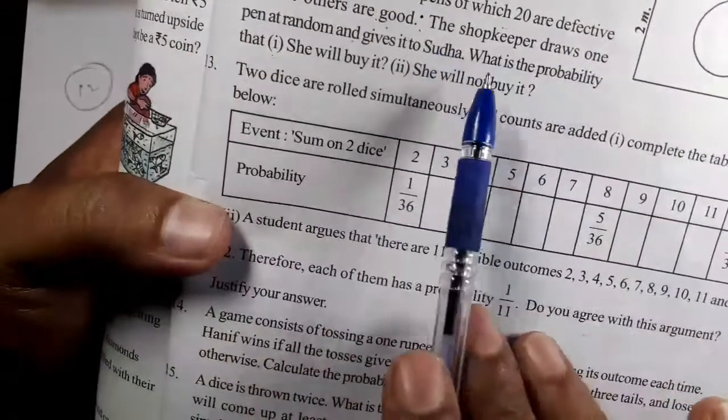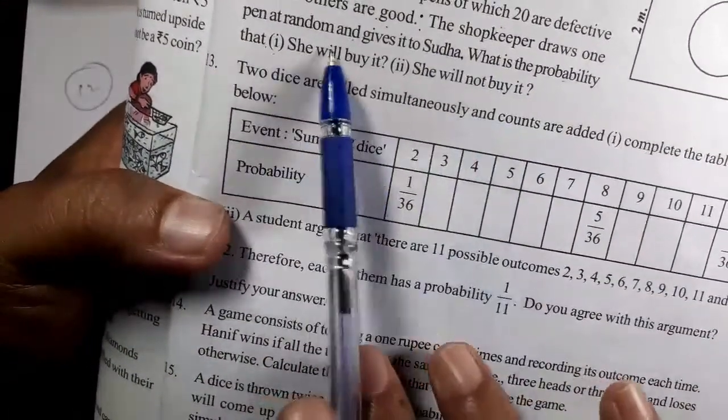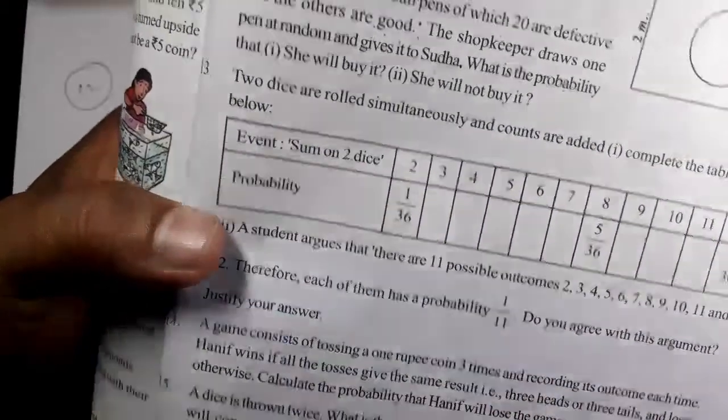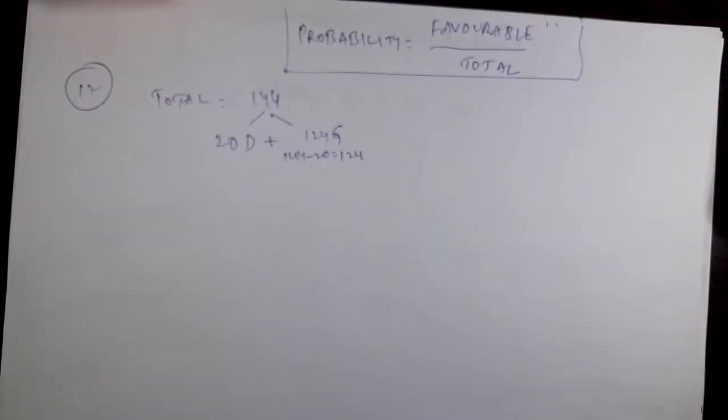Ball pens 144. The shopkeeper draws one pen at random and gives it to Sudha. What is the probability that she will buy it? When will she buy? She will test that pen. She will write on a paper, and if it is not defective, that is, if it writes on the paper, then she will take it, right?